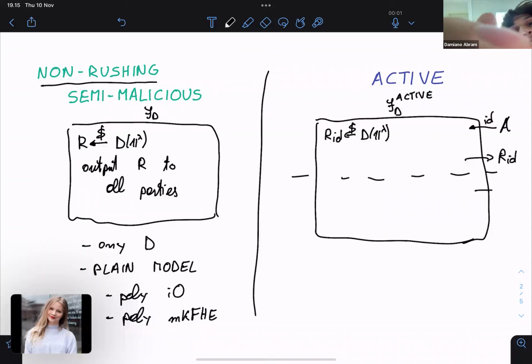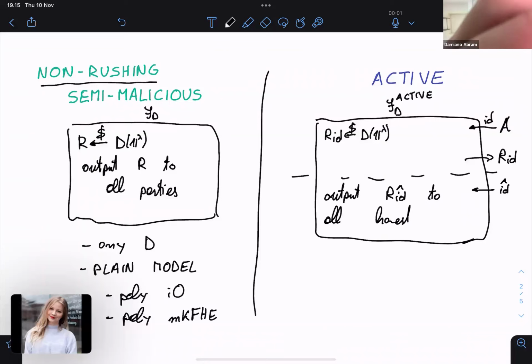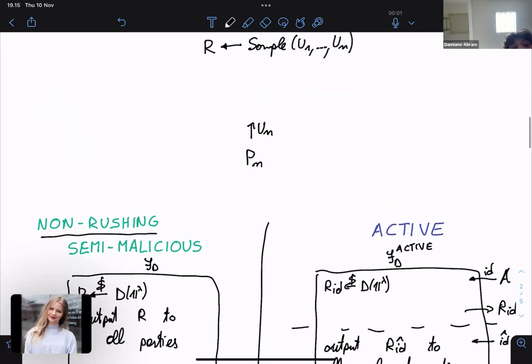In the second phase, the adversary can specify one of these labels, ID hat, and the functionality outputs the corresponding value, R_ID hat, to all the honest parties. Okay, now I would like to explain why we need this particular functionality. And the reason is rushing behavior.